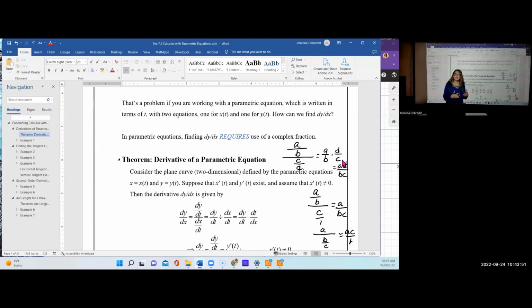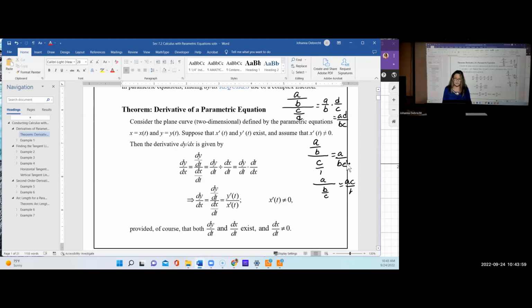Now, where does this complex fraction come into play when we're talking about derivatives in parametric equations? We're going to start with a plane curve. And by plane curve, again, we do mean something in the two-dimensional space, the XY plane. And it's defined by a pair of parametric equations, x equals x of t and y equals y of t. And we're going to assume that the first derivative of x of t and the first derivative of y of t exist. Now, when I say the derivative, I mean the derivative with respect to t, because t is the independent variable. So dx/dt and dy/dt exist.